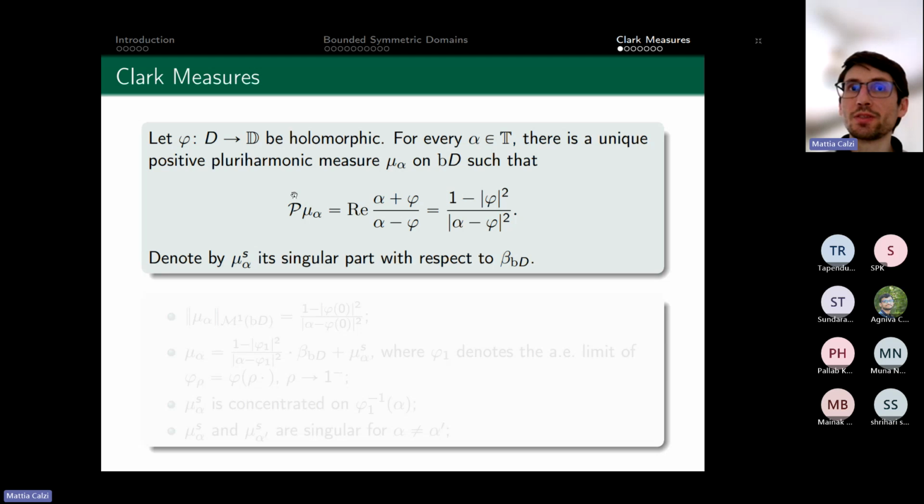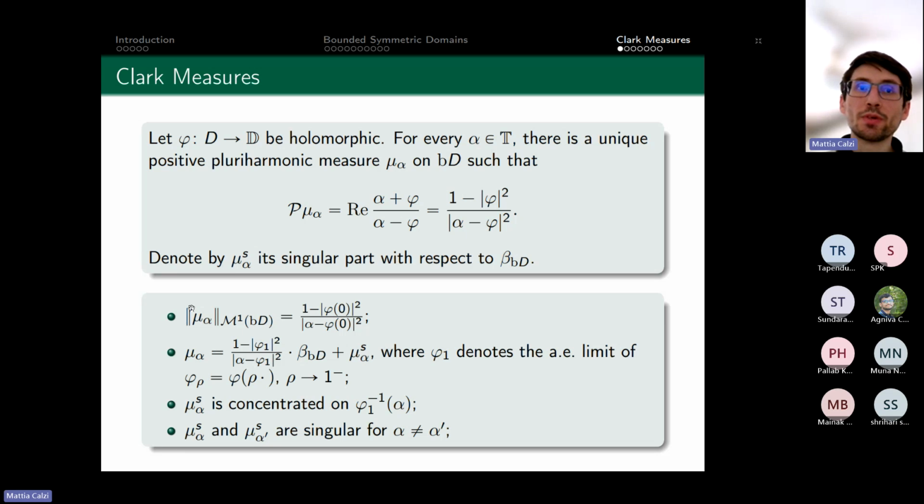So we may apply the result by Korányi and Vági. And again, I'm denoting by mu alpha S the singular part with respect to the canonical measure on the Shilov boundary. As before, we know that the total mass of mu alpha is simply the value at 0 of this function here. Particularly, these are probability measures if phi maps the origin into itself.